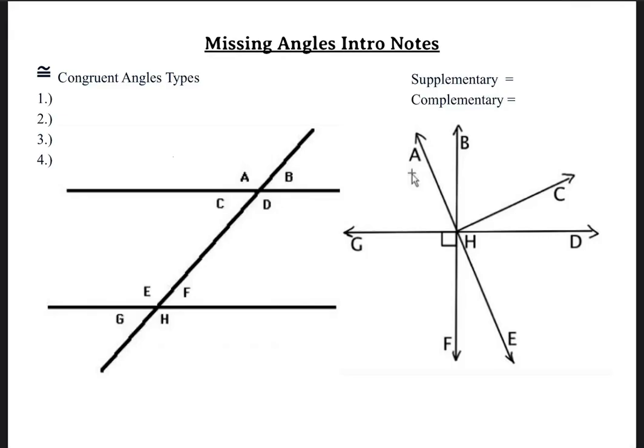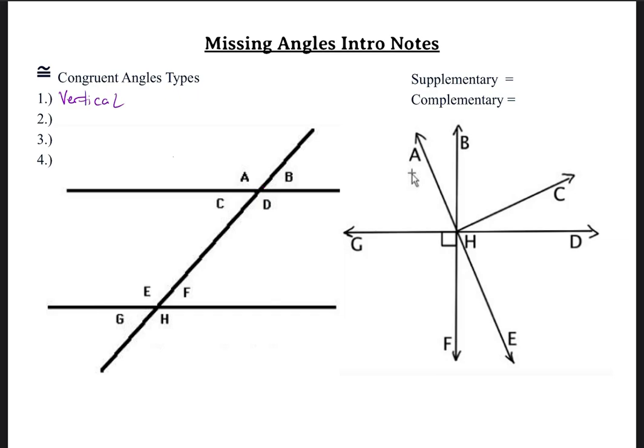Today we're going to be doing an introductory lesson on missing angles. First things we want to talk about are our types of congruent angles. Remember, congruent means they're going to have the same angle measure because they are the same size. So our first kind is vertical angles. Remember, that is when they share a vertex but no sides, so A and D.